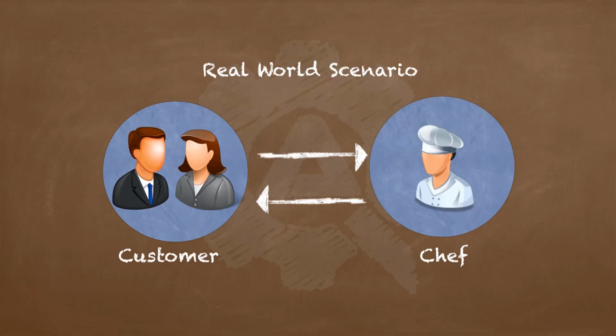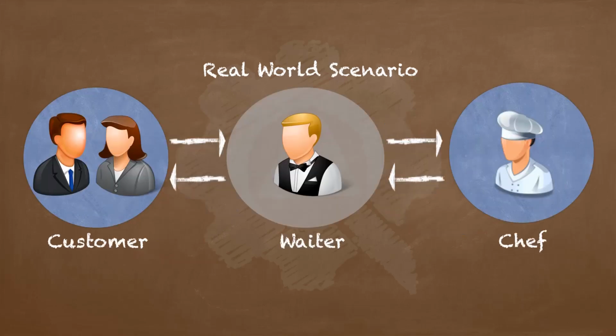But this isn't a very efficient way. It will slow down the process of ordering and getting the food to you. It may also lead to other problems, like what if the chef doesn't understand the language you speak? So that's where a waiter comes in. Waiter is already aware of how to take order from you and how to convey that order to the chef. The waiter will also be aware of what is and is not available in the kitchen.